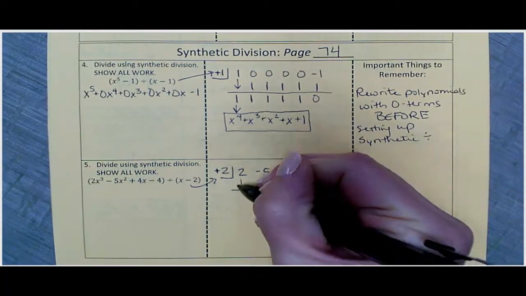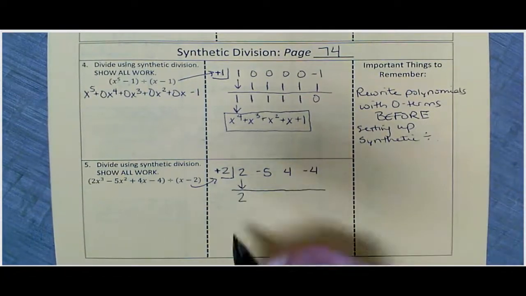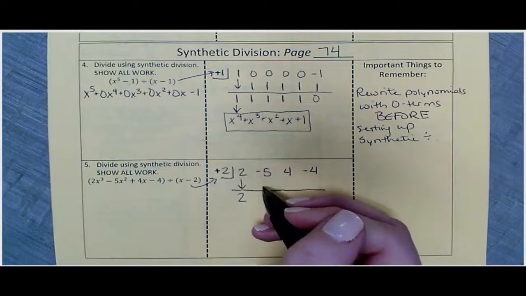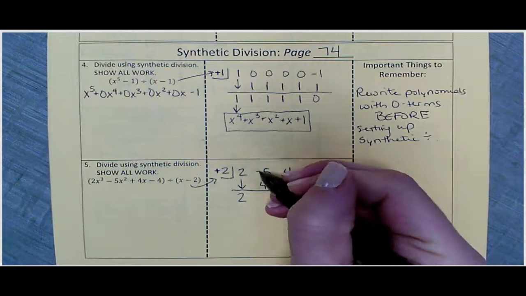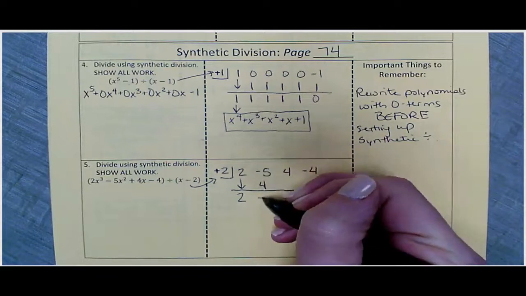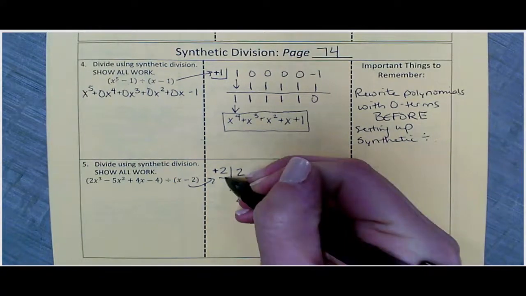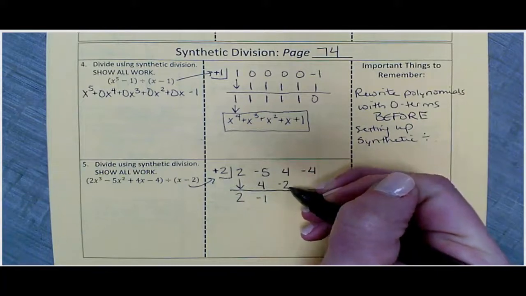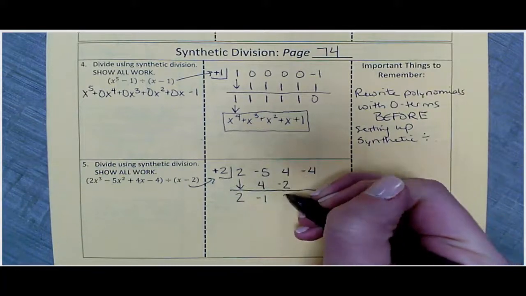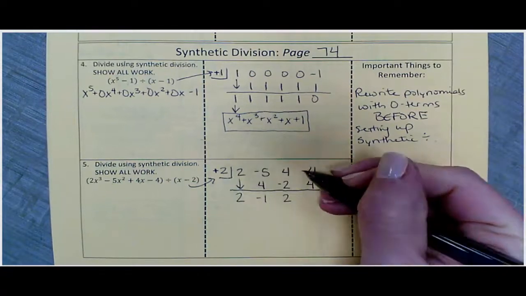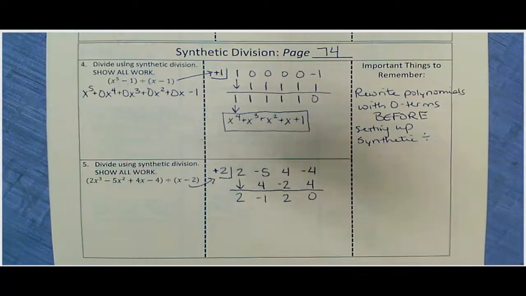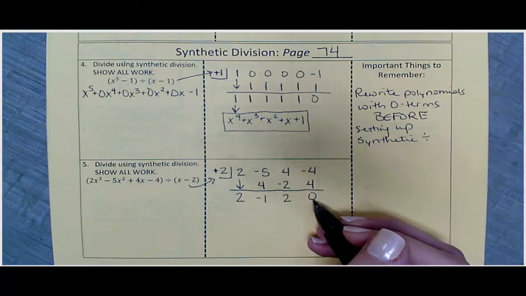I'm going to bring down my first coefficient, and every time I have something down here, I multiply it with r before I put the product here. So 2 times 2 is 4. Negative 5 plus 4 is negative 1. Negative 1 times 2 is negative 2. 4 plus negative 2 is 2. 2 times 2 is 4. Negative 4 plus 4 is 0. So I have a remainder of 0, no remainder.